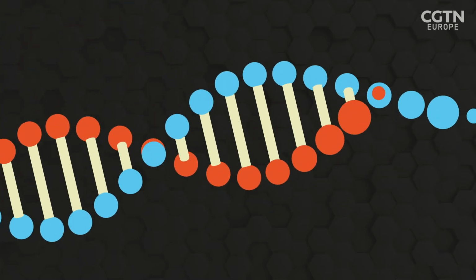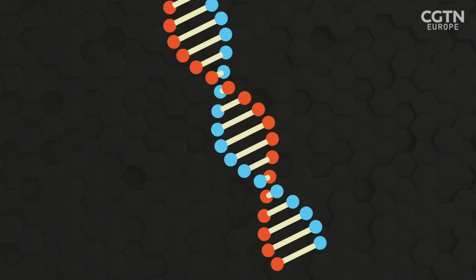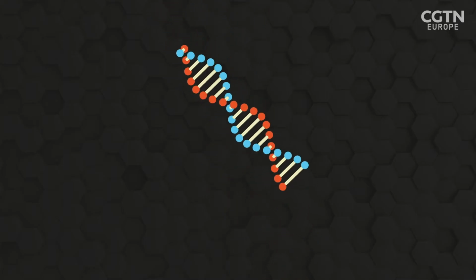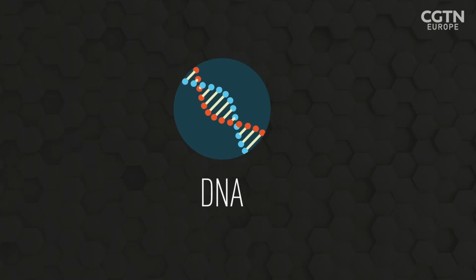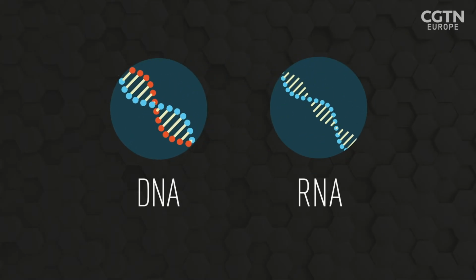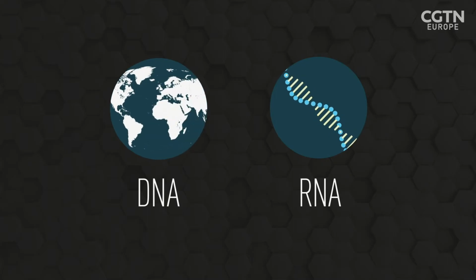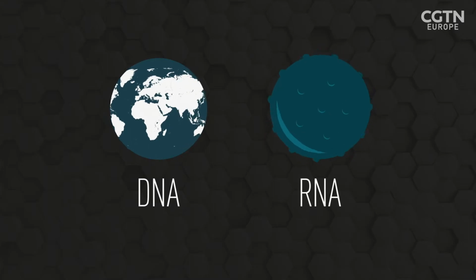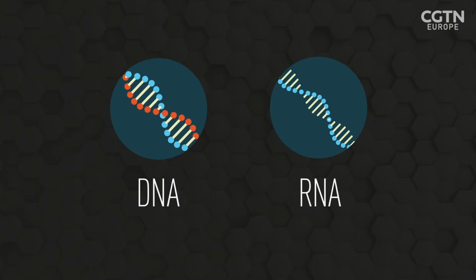Nucleic acids are large molecular structures known as biopolymers that form the essential components of life. They are split into two types, deoxyribonucleic acid, DNA, and ribonucleic acid, RNA. Every living thing on our planet is DNA-based, with the exception of viruses, which can be RNA-based. And some argue that viruses aren't living at all.